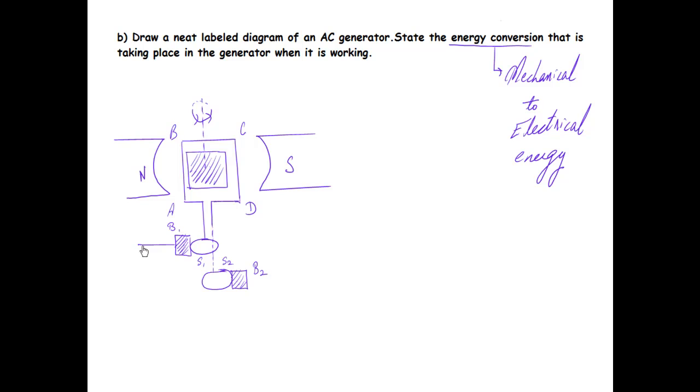Now the brushes B1 and B2 are connected to each other with the help of a load resistor. So what we have out here between points P and Q is the load resistor. You can mark it as RL.